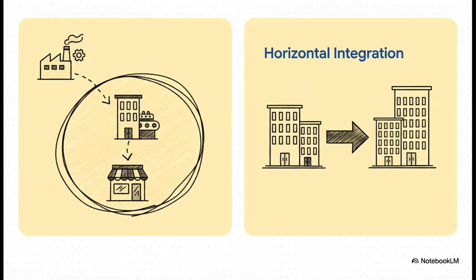And it generally comes in two main flavors. You've got vertical integration. That's when a company buys another company that's part of its supply chain, like a car maker buying the tire factory. Then there's horizontal integration.